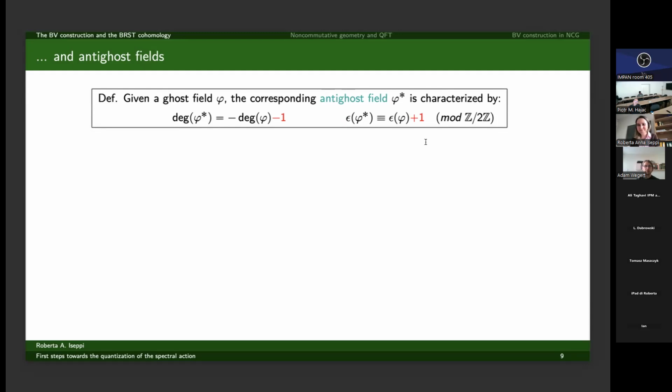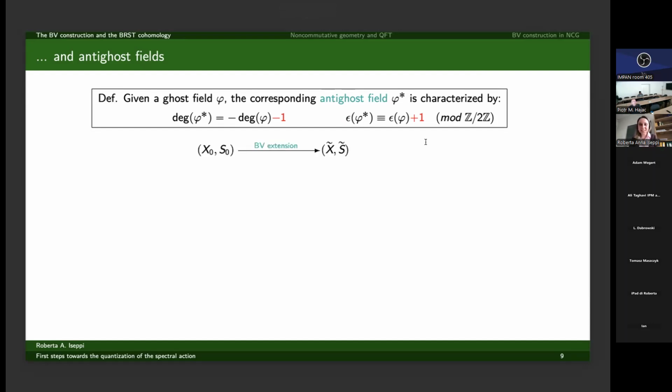Okay. Exactly, yeah. Because supersymmetry is related to Grassmannian variables. Oh, we do have Grassmannian variables, so the ghosts are going to be Grassmannian, but still it is not supersymmetry. Okay. Yeah. Okay.